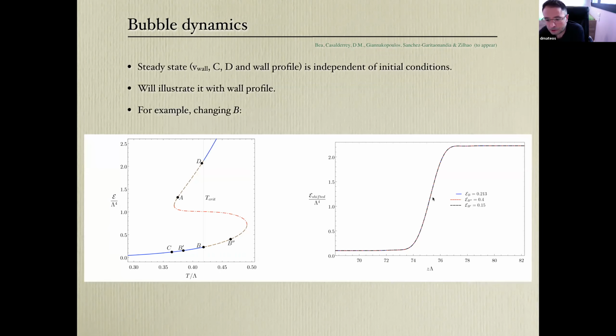Let me show that this is not the case, again, by looking at the wall profile. Here I'm showing you the different profiles for the wall, again shifted by a constant. You start with A, the energy density outside the bubble, but then you start with different states, B, B prime, or B double prime inside the bubble. So you vary B, but then the bubble will readjust itself so that inside you're always left with C, and the profile is always the same and the wall velocity is also the same.